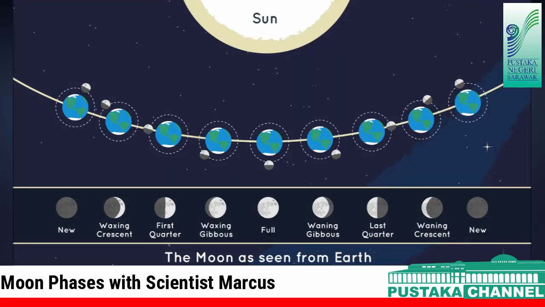It takes 29.53 days, to be exact, for the phases of the moon to make a complete cycle. The phases of the moon are new moon, waxing crescent, first quarter, waxing gibbous, full moon, waning gibbous, last quarter, waning crescent, and then back to new moon.